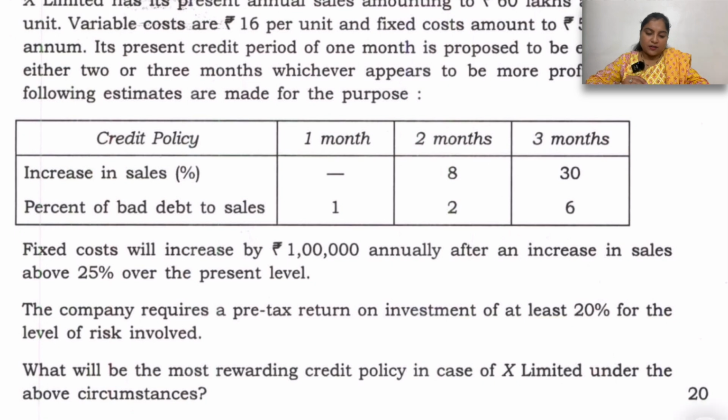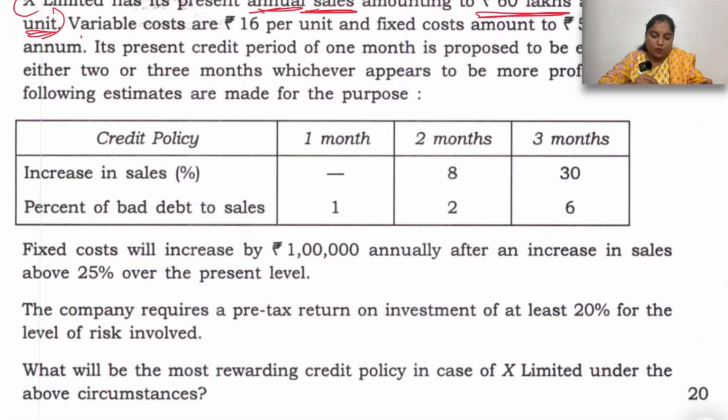X Limited has its present annual sales amounting to rupees 60 lakh at rupees 24 per unit. So we have the annual sales in total amount, and we have rupees per unit. That means we are able to find out the number of units. Nothing to mug up, just try to understand every area, because I'm not going to tell you anything new. I'm just going to help you execute what you covered in your basic understanding. For that, you must have good basic understanding. So we are able to compute the units of sales.